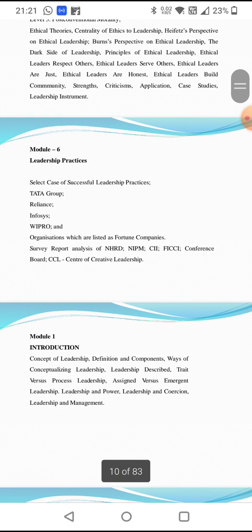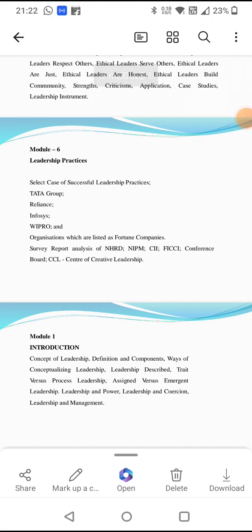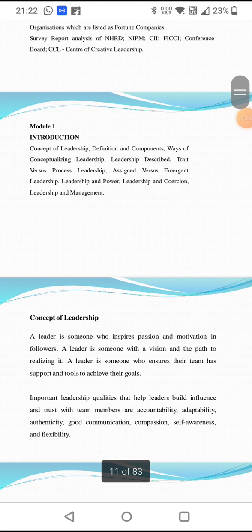And then in the sixth module, you will be learning about the leadership practices which are being incorporated in different organizations. Again, the university has prescribed the names of a few organizations wherein you will be learning the leadership practices which are there. The first one being Tata Group, and then Reliance, Infosys, Wipro, and other organizations. And also you will be learning about NHRD, NIPM, and about CCL, that is the Center for Creative Leadership. So this is about all your 6 modules.